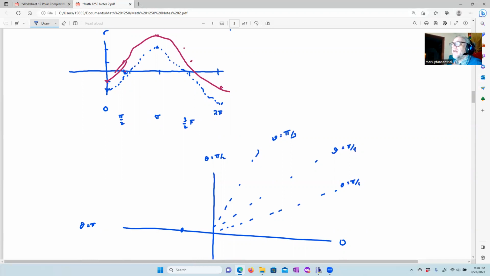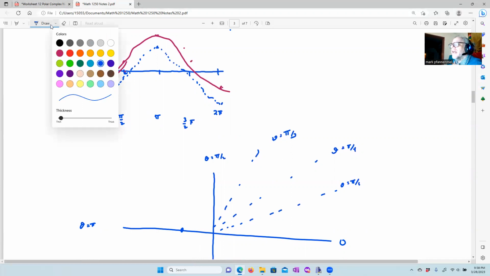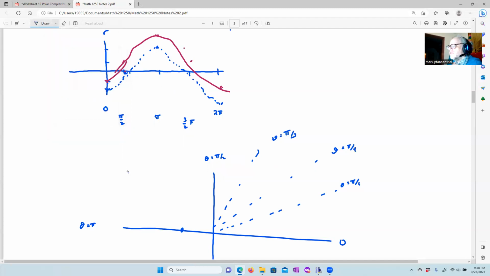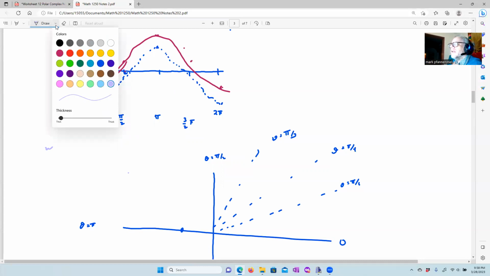Actually, I'm going to change my pencil color to something else. Red is usually stress-inducing, so I don't like to use that one. Do we have purple? Kind of. Hopefully this shows up. Not really. Maybe green. That's greenish.